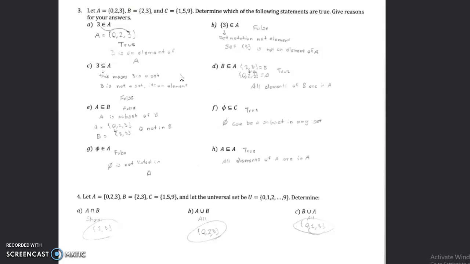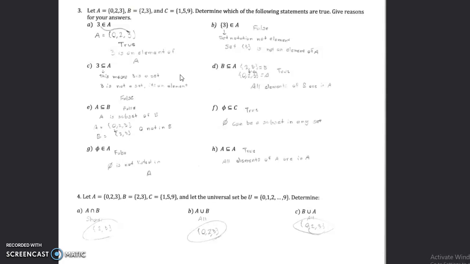For C, we see that we have a different notation, which is like a C with a line underneath it. This basically means that {3} is a set, and that set is a subset of A, which is not true. Basically the same thing as the last answer. It's false because 3 is an element, not a set.